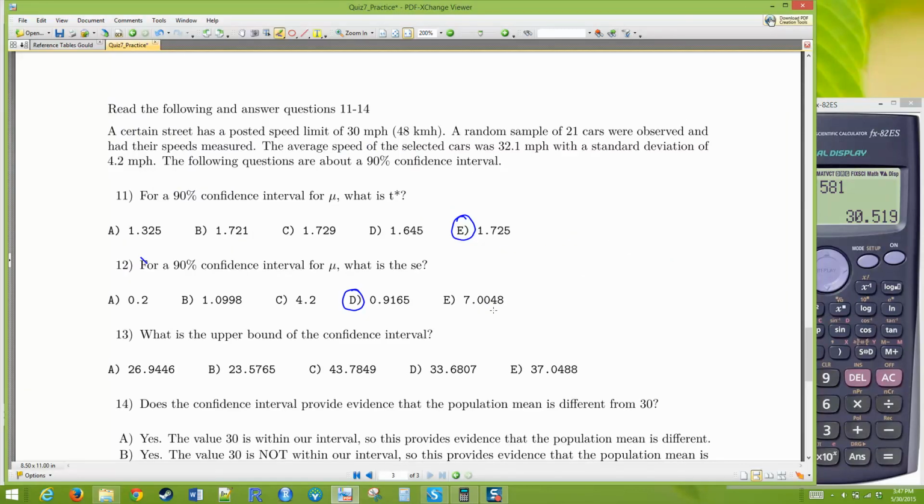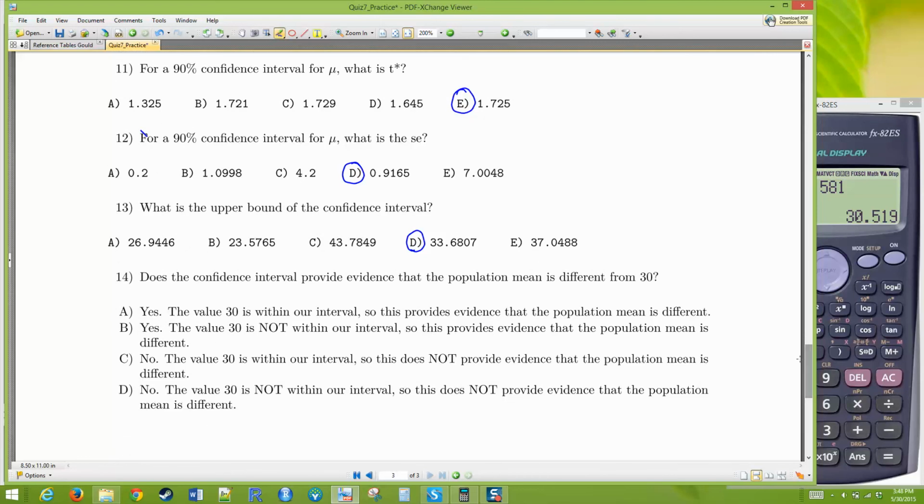So let's take a look. Oh, it actually keeps more decimals, but answer choice D is the closest thing we have. Actually, all of the other ones are way off. So 33.6807, that seems close enough to me.